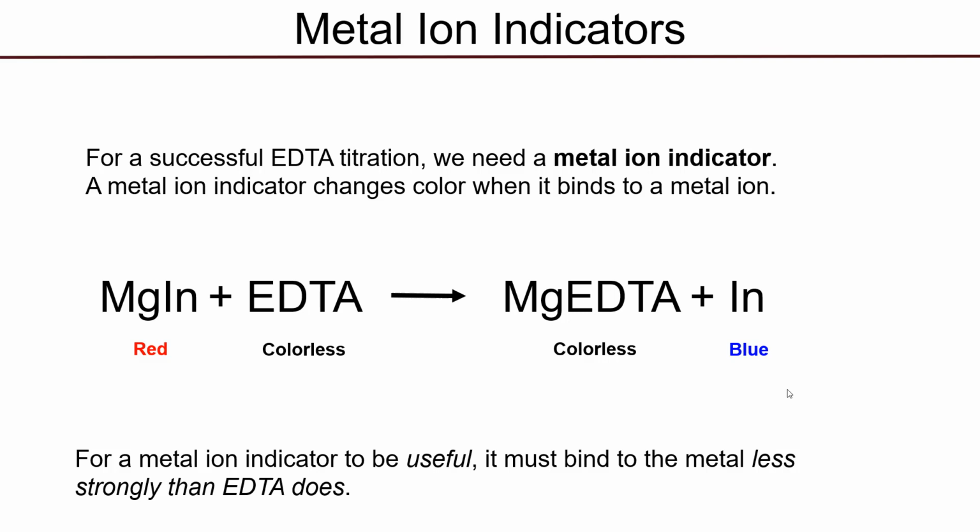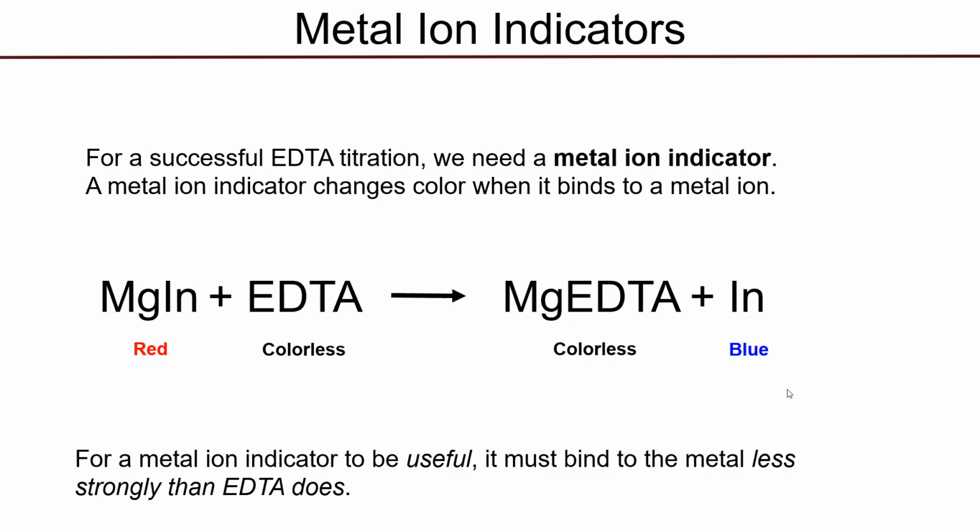However, there are metals out there which bind to specific indicators very strongly, and so if you're using the indicator to visualize the endpoint of the titration, you have to be careful to choose an indicator that will work with the metal that you're using. If your indicator binds to the metal too strongly, EDTA can't displace it effectively, or at least can't displace it stoichiometrically or completely, and as a result, you don't get an obvious endpoint, and that eliminates your ability to effectively spot the endpoint in the titration.